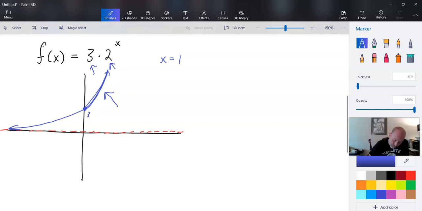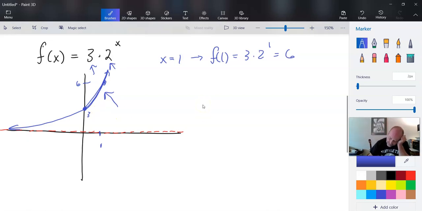So if I let x equal 1, f of 1 is 3 times 2 to the first, which is 6. So at 1, this should be at 6. And so you can always drop that 1 in there to get an extra piece, just to get an idea of how steep it is, because sometimes you need to know how steep it is to tell what the graph is.